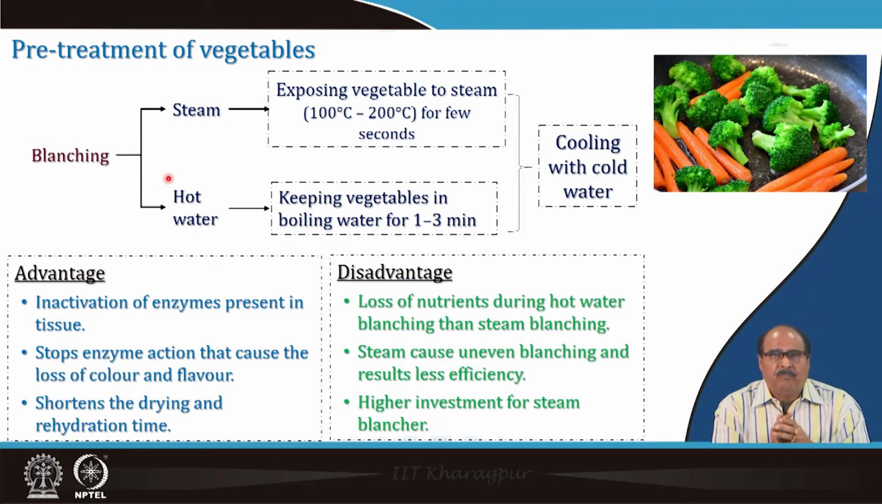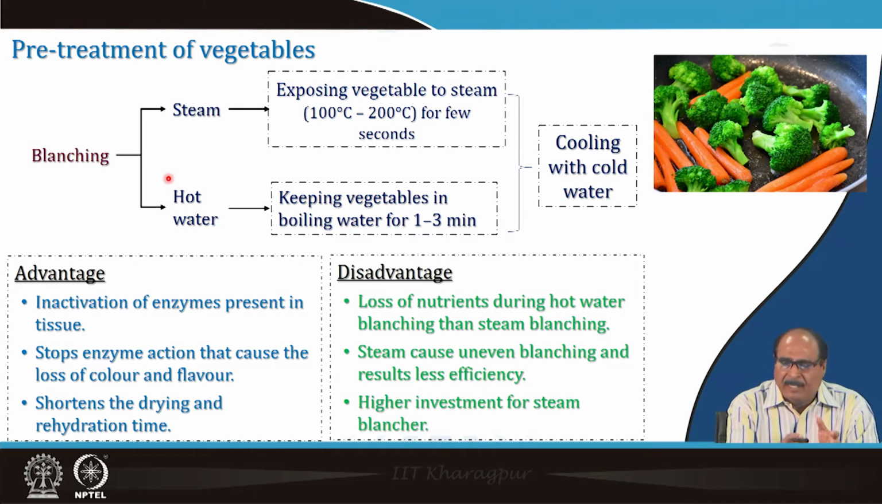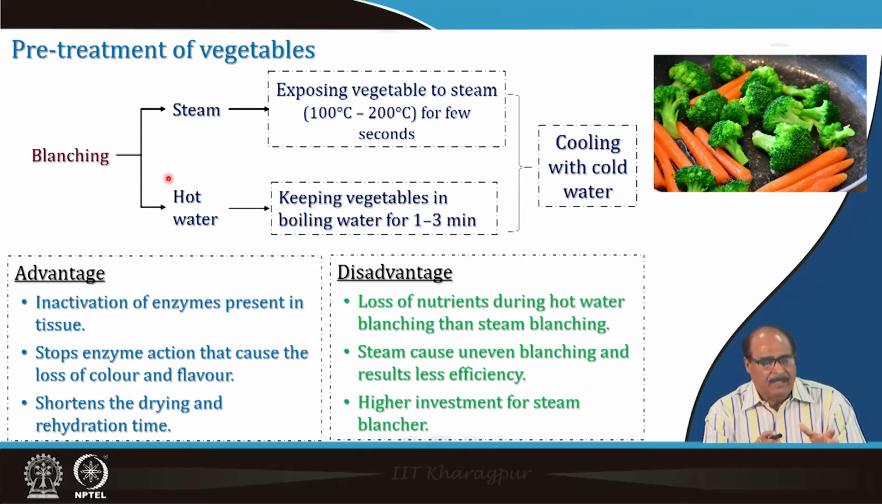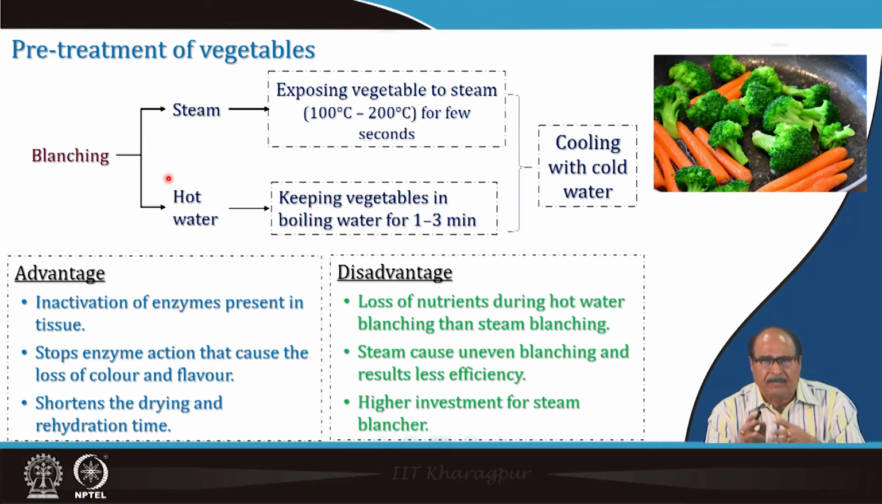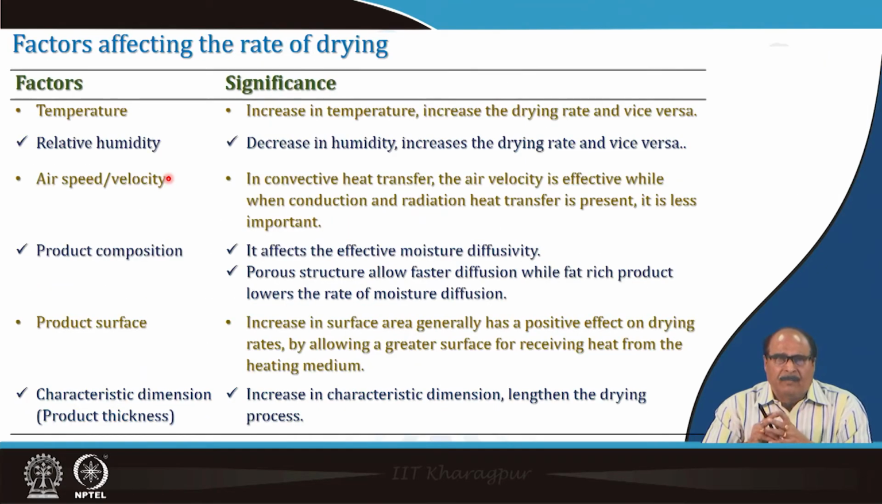Similarly, vegetables are generally blanched, either steam blanching or hot water blanching, and this blanching is done to inactivate the enzymes which are responsible for enzymatic browning of the product. Blanching is advantageous because you get a better colored product, but it may result in higher investment cost, particularly steam blanching, or if the blanching process is not properly controlled, the heat may cause some nutrient reduction.